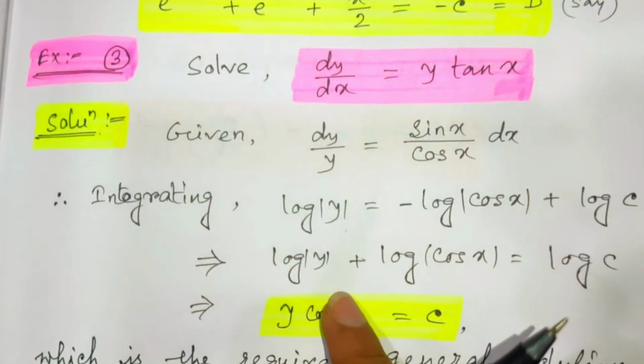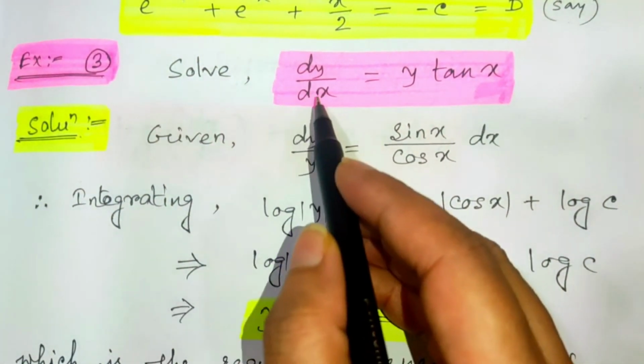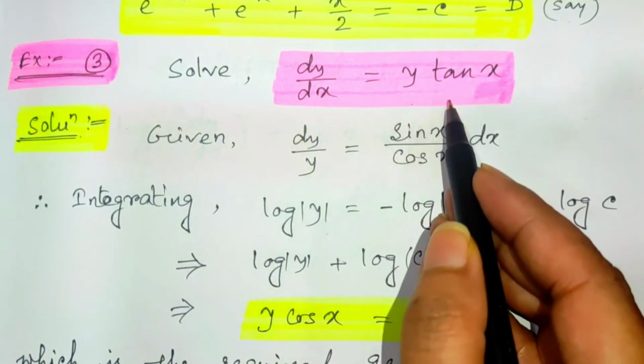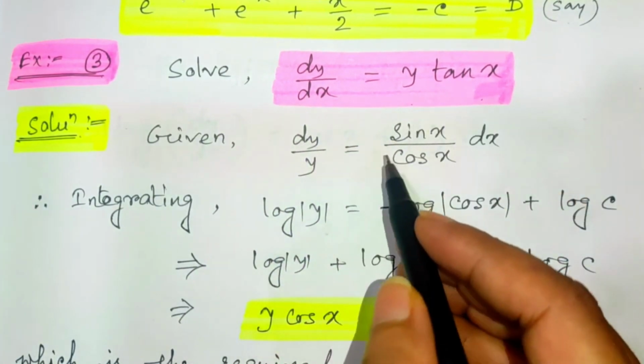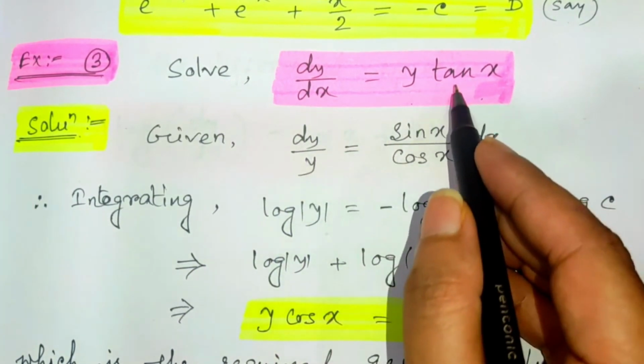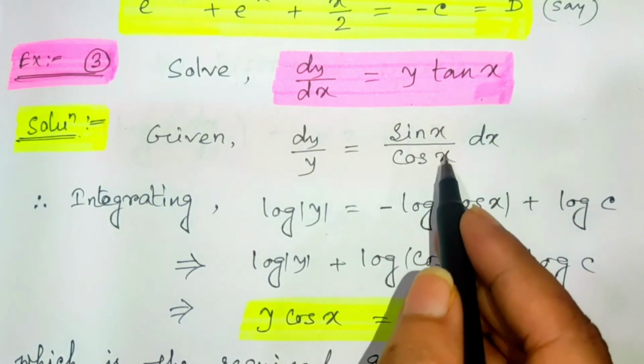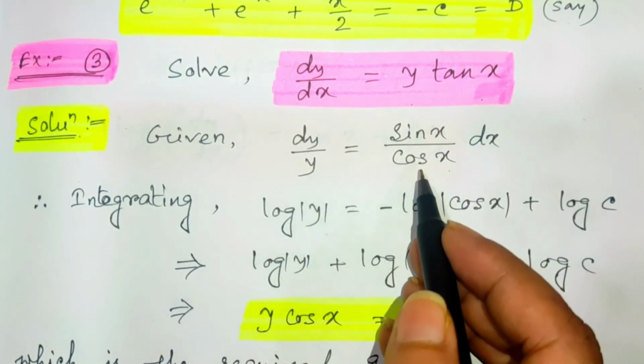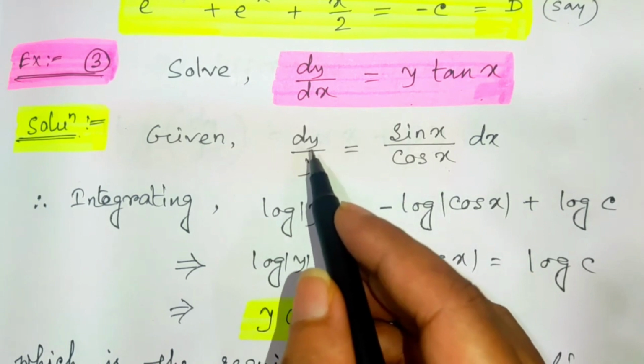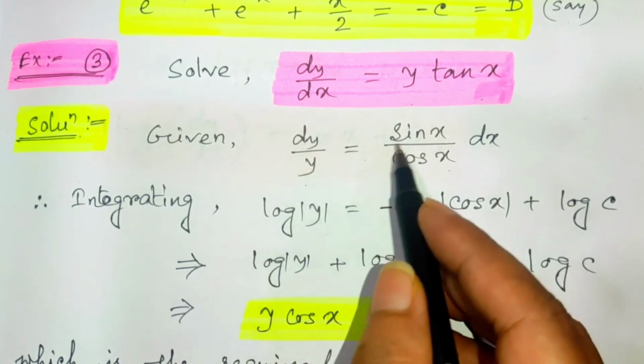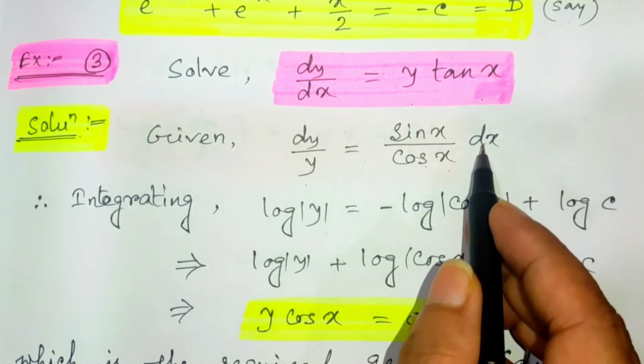Now the third example, here it is given dy by dx is equal to y tan x. That one we simplify as tan x is sin x by cos x, and after that we separate the variables so that we find dy by y is equal to sin x by cos x into dx.